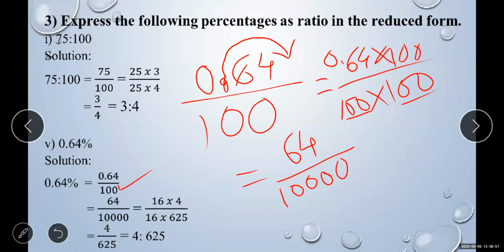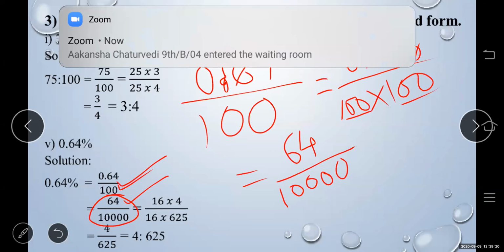You can easily reduce that. Very good. Now we have a simple form. Just look here: from this step to this step, we multiplied the numerator and denominator by 100. So you got 64 upon 10,000. Now both numbers are even. I did it here directly.